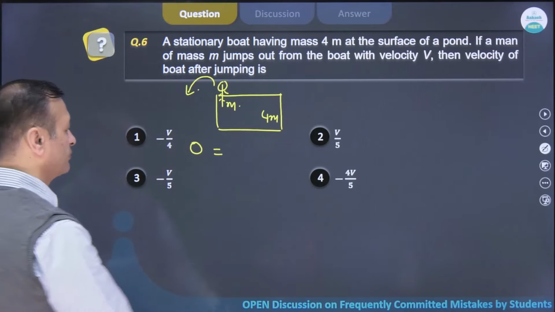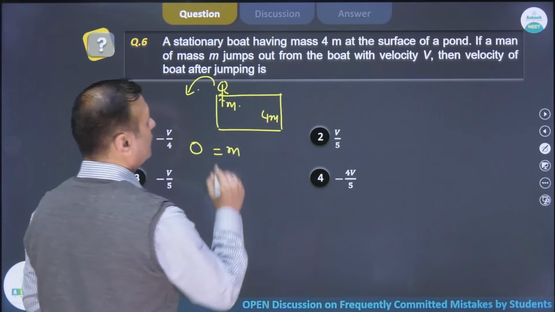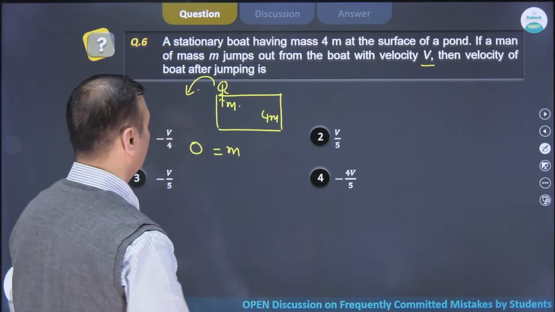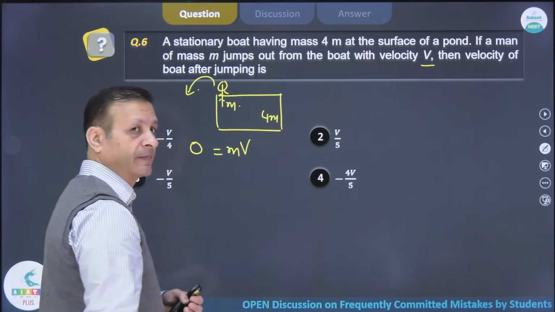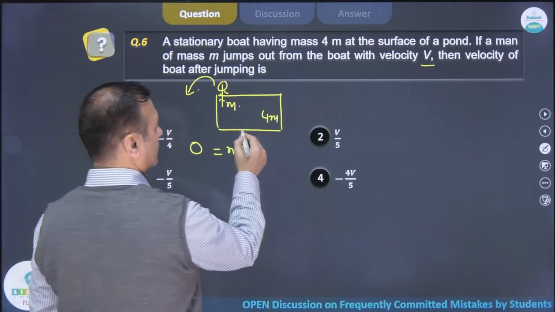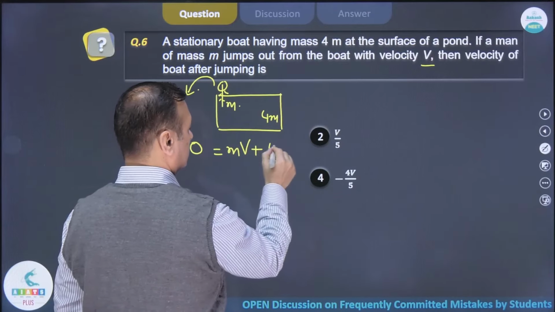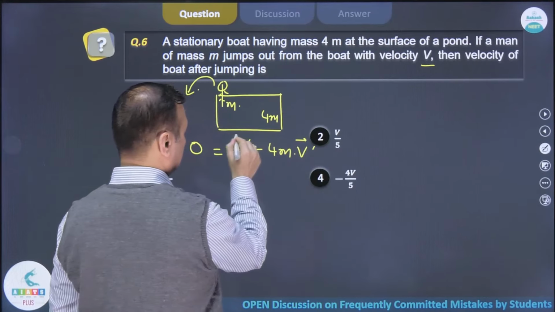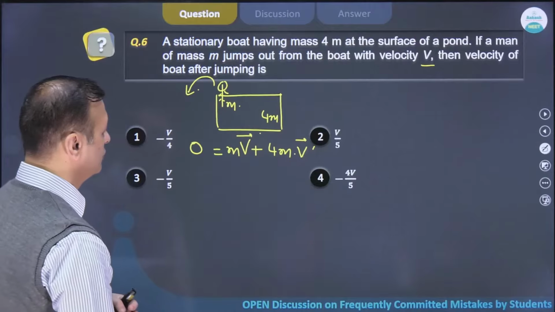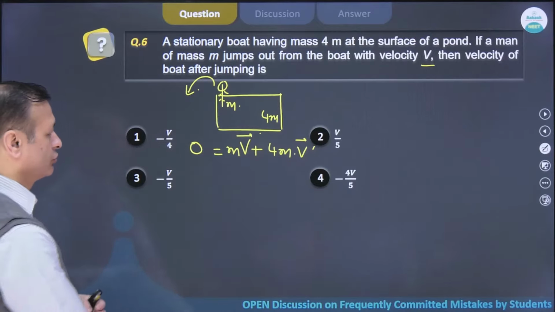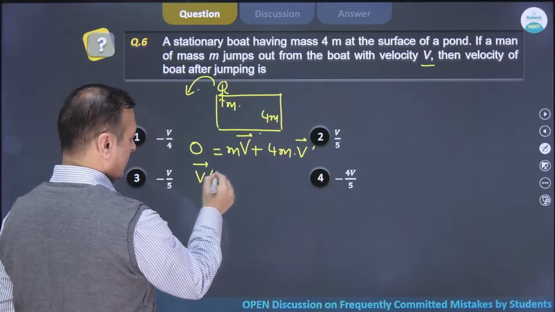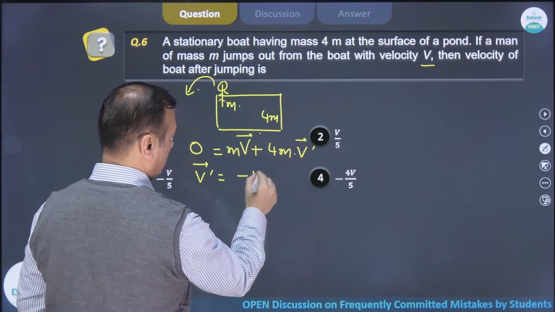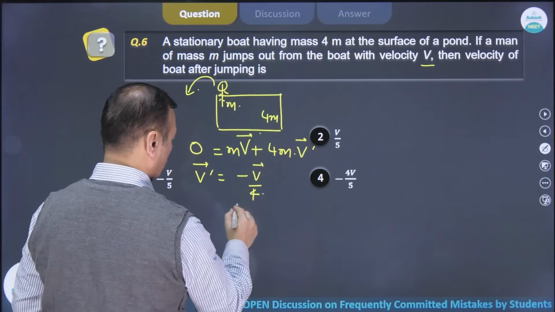So when the man jumps, he jumps with the velocity v, plus the momentum of the boat, and let us suppose its velocity is v dash. Final momentum would again be 0. So when you extract the value of v dash, the m goes, and this is minus v by 4.